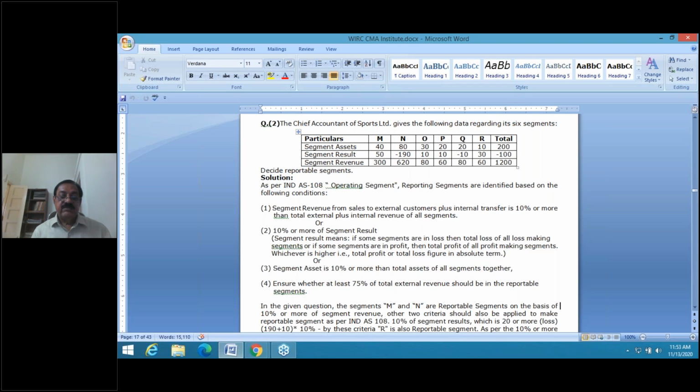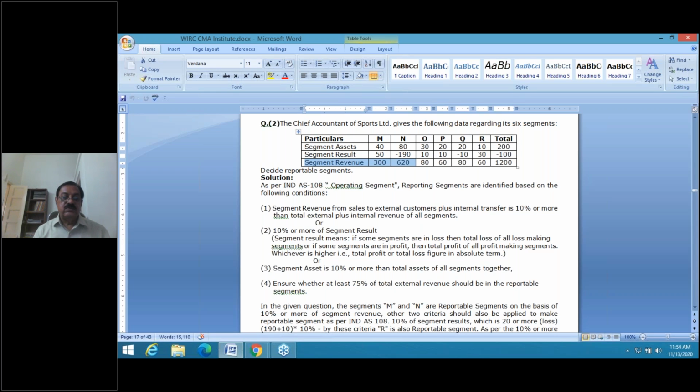So friends, if we take revenue first, 1200 is the total revenue. So 10% is 120. Where is the revenue 120 or more, friends? Only these two, M and N. So M and N come under revenue. They are reportable. O, P, Q are less than 120. So they will not come.